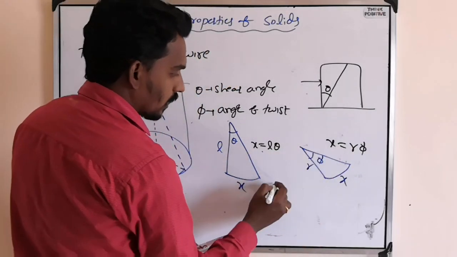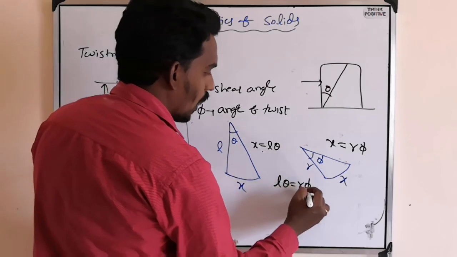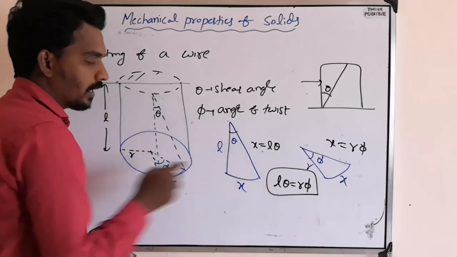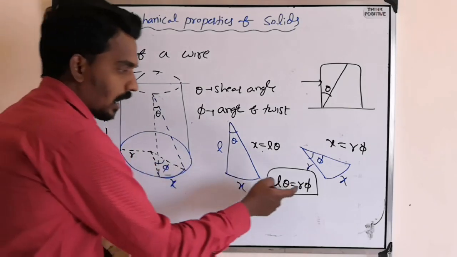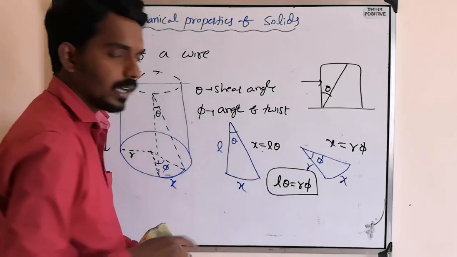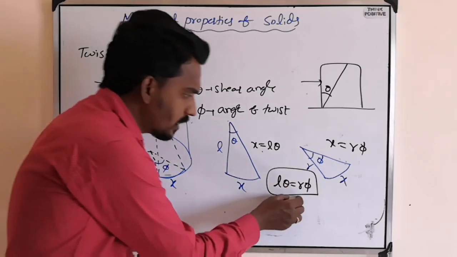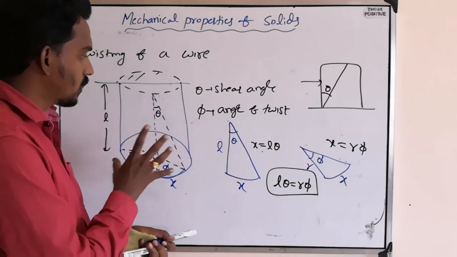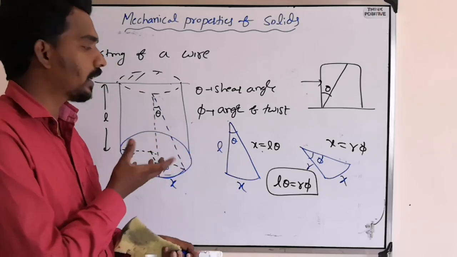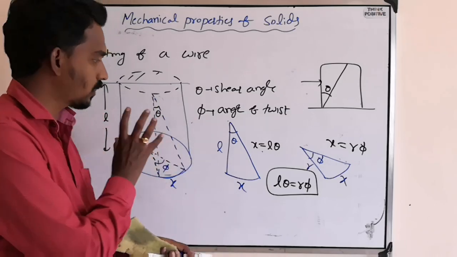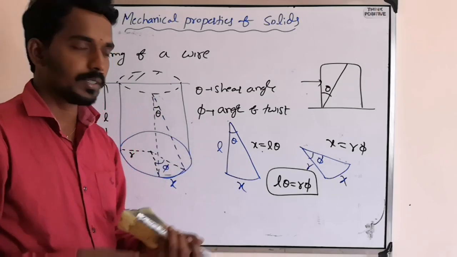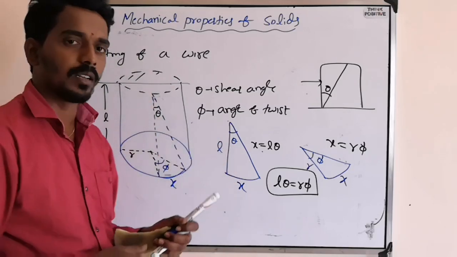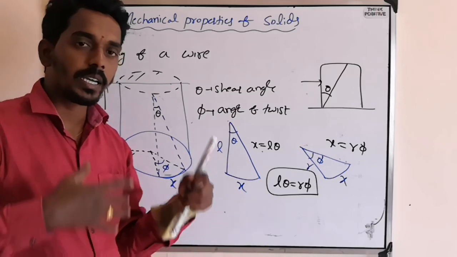Now here, Lθ = rφ, where L is length, θ is shear angle, r is radius, and φ is angle of twist. Based on this relation, sometimes we can expect questions. This is called twisting of a cylinder or twisting of a rod or thick wire, which is attached at one end. So this relation is also sometimes expected.